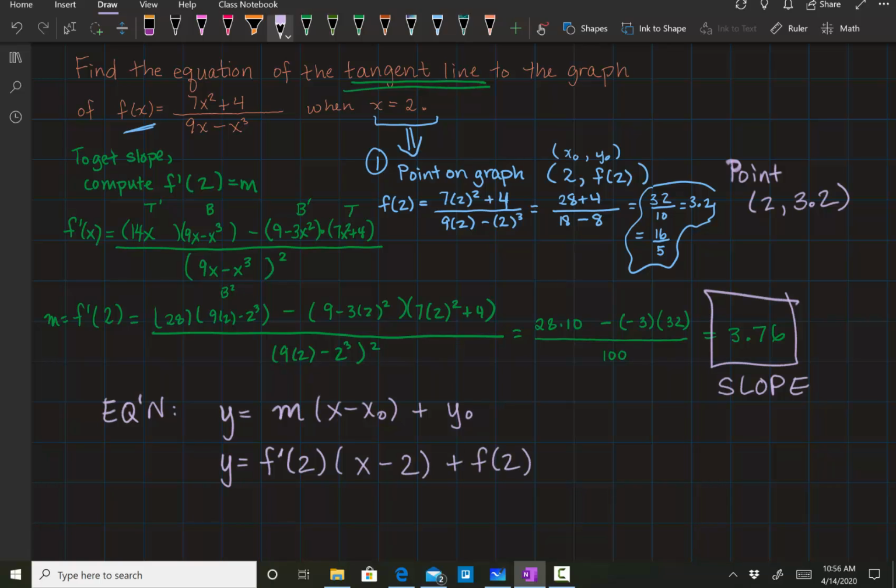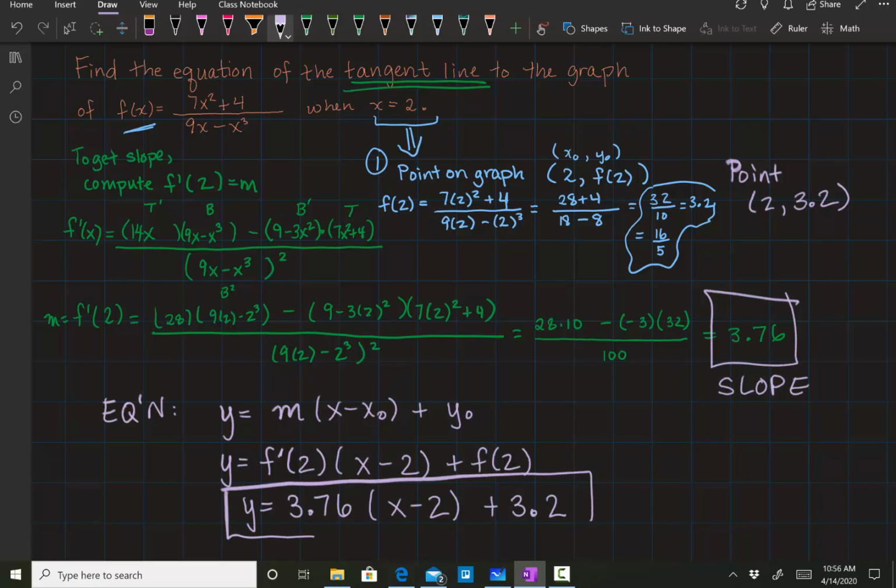And therefore, we get y equals 3.76, the slope, times x minus 2. Add to that the 3.2, the y value. And that's in point slope form, the equation of my tangent line.